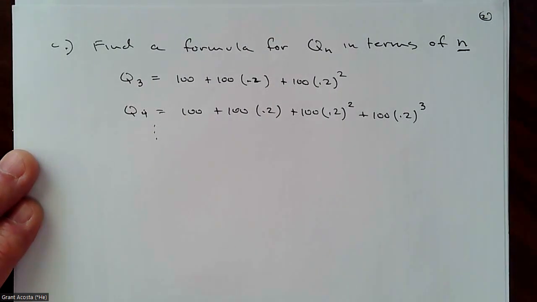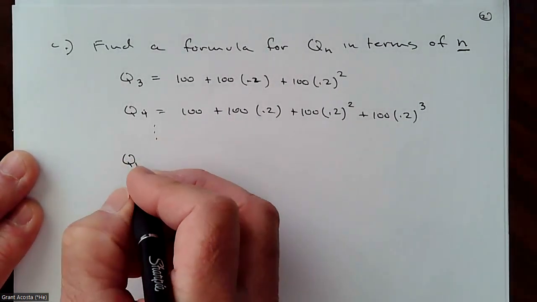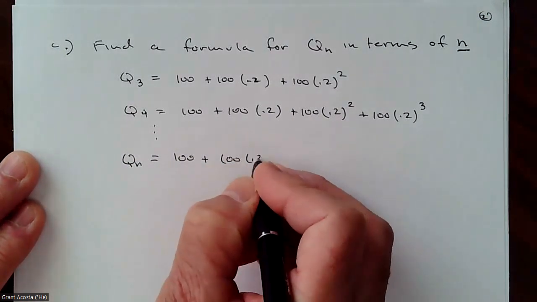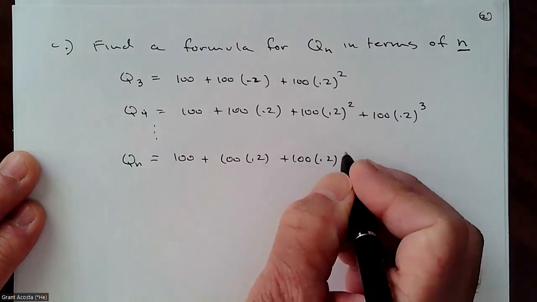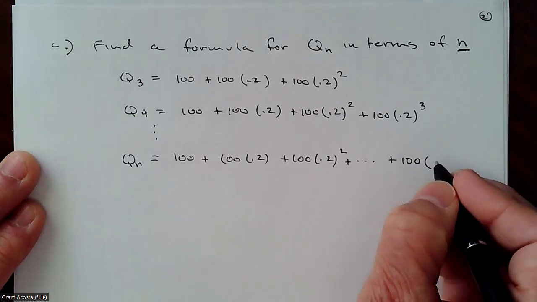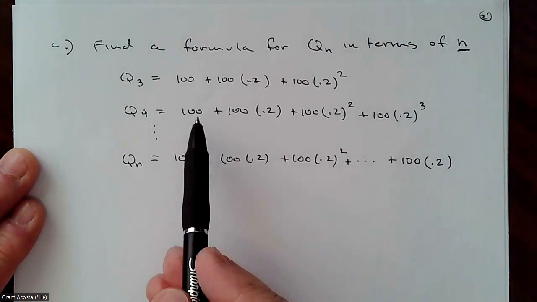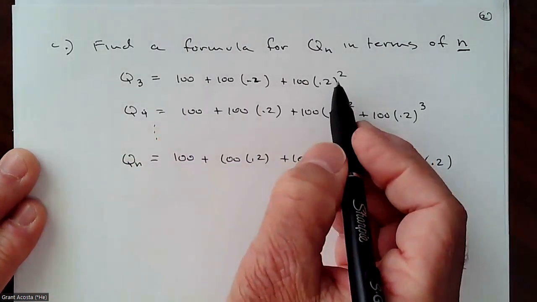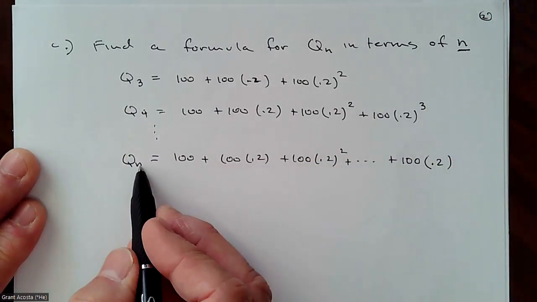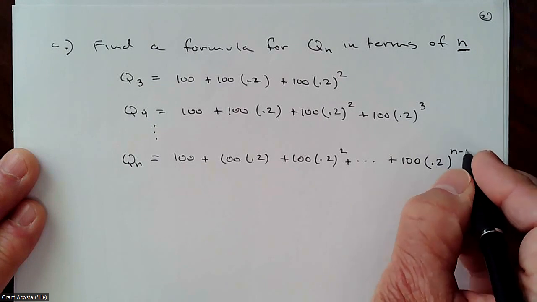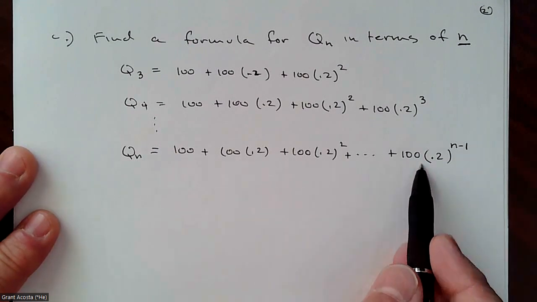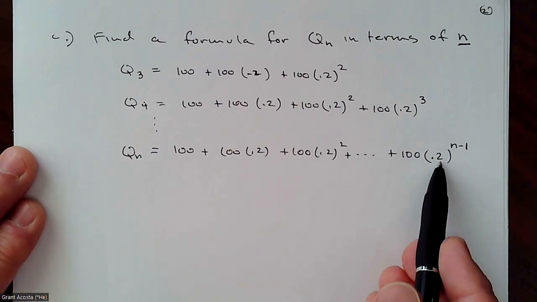So using that pattern, it's a geometric series. How much would I have after the nth dose? Well, I'd have 100 plus 100 times 0.2 plus 100 times 0.2 squared, dot, dot, dot. And the question is, what would be my last term in terms of n? Well, we can see that after the third dose, my biggest power of 0.2 is 2. After my fourth dose, it's 3. So it makes sense that after my nth dose, this should be to the n minus 1 power. So this is a formula for q sub n in terms of n, but we'd like to simplify this.